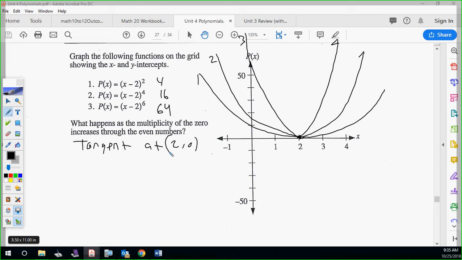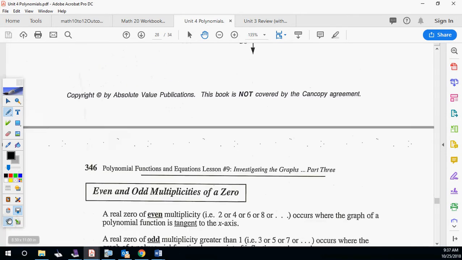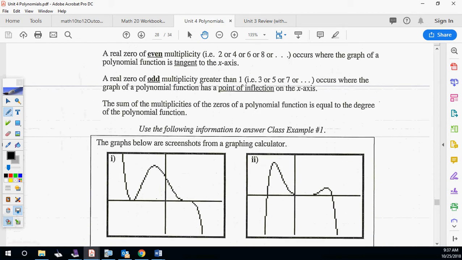Any questions on those? Pretty good? Okay, let's go ahead and go through this here. So even or odd multiplicity of a zero. A zero of even multiplicity, 2, 4, 6, 8, occurs where a graph is tangent to the x-axis. So that's an every time thing. Every even multiplicity will provide a tangent point. What's a tangent point? A bounce point. It's going to come and hit it and come down. For those of you who were here yesterday, that's right here. See this right here? That's a tangent point. It's hitting it and bouncing back. So the tangent point's not just for a single graph. It can be parts of a graph.